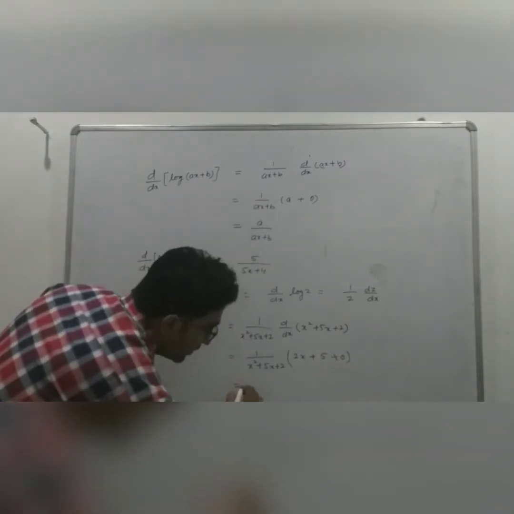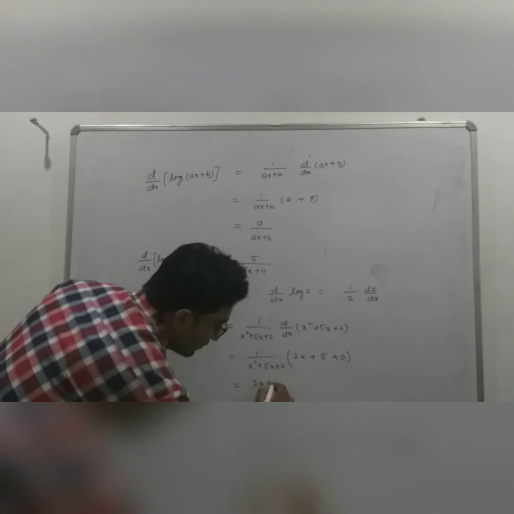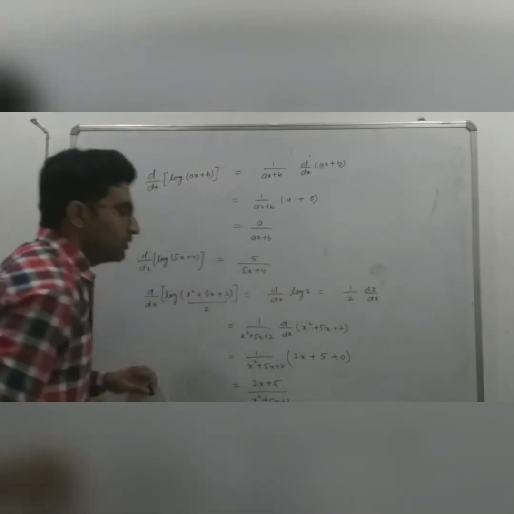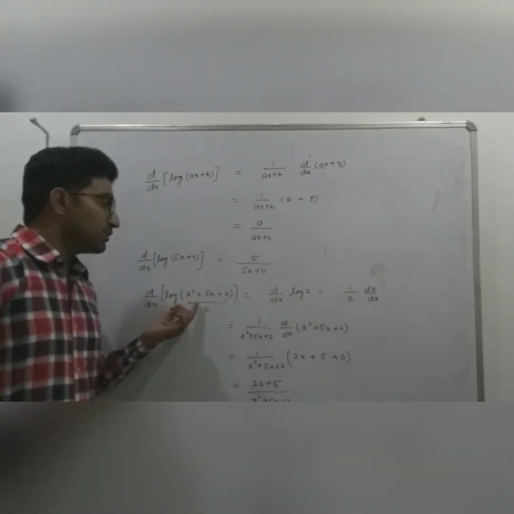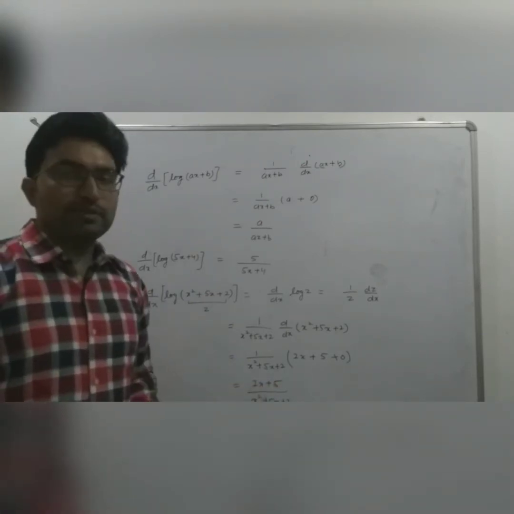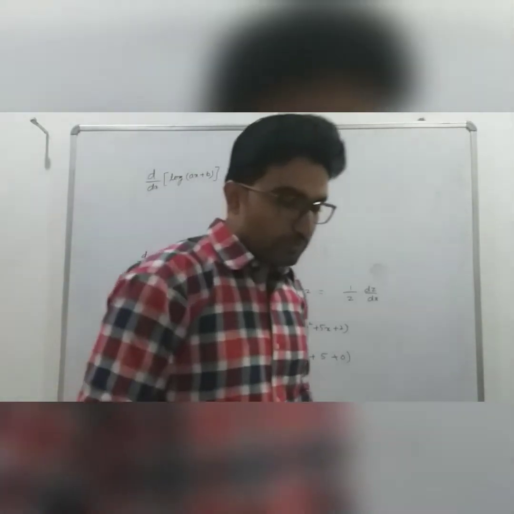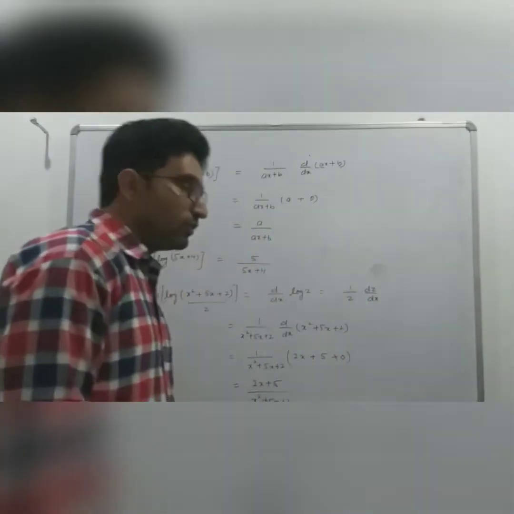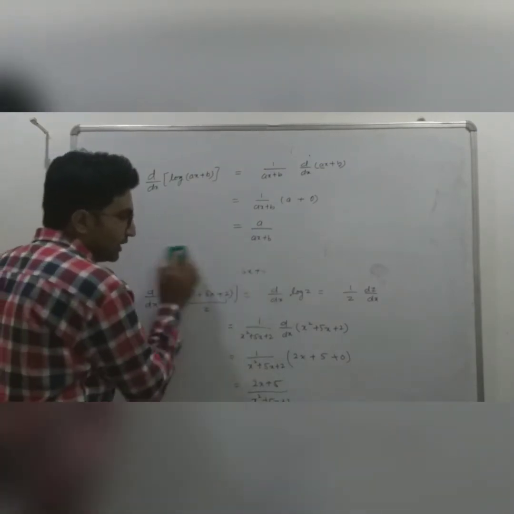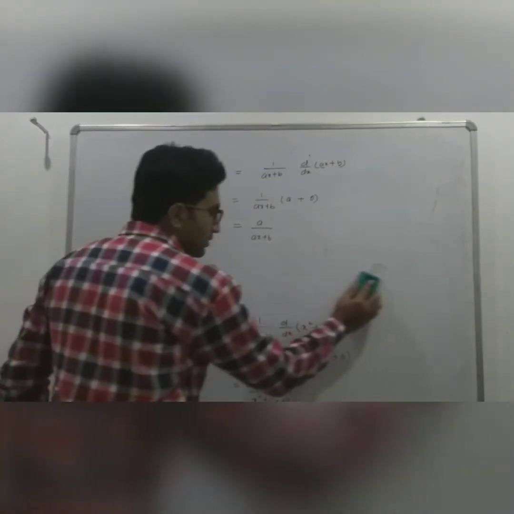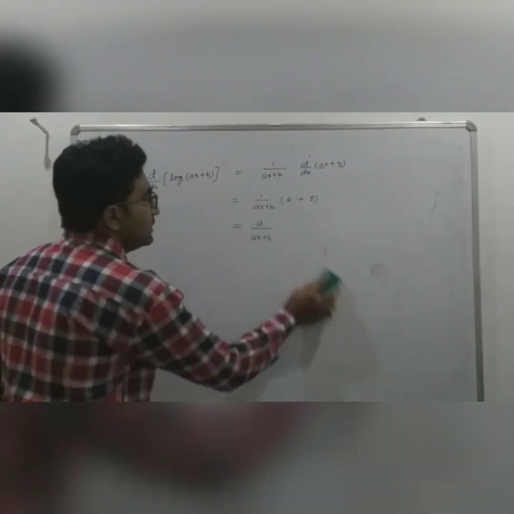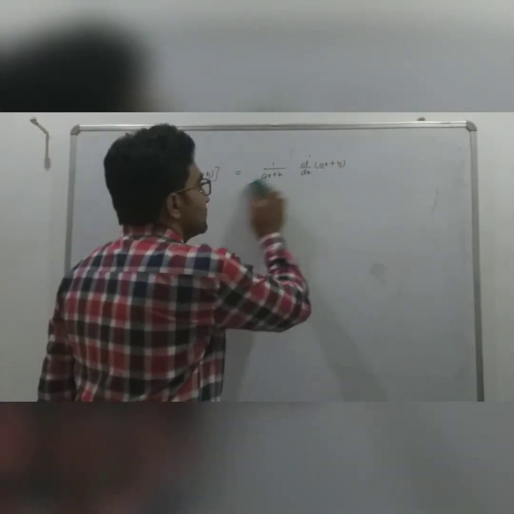So we remain with the term (2x + 5) divided by (x² + 5x + 2). This is the differentiation of log of (x² + 5x + 2), which is equal to (2x + 5) divided by (x² + 5x + 2). This is the differentiation of a logarithmic function. In the same manner, if we have an exponential function, then let's see how its differentiation varies.